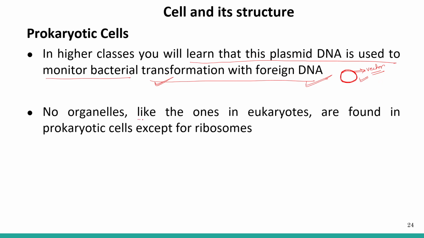No organelles like the ones in eukaryotes are found in the prokaryotic cell except for the ribosome. So ribosomes are the common organelle present in both prokaryotic and eukaryotic cells, but still there is a difference in the type of ribosome.